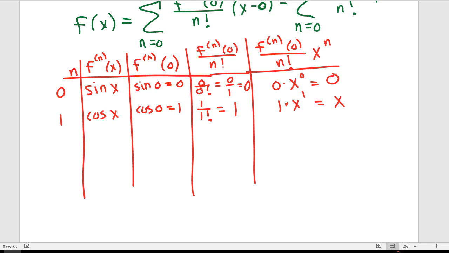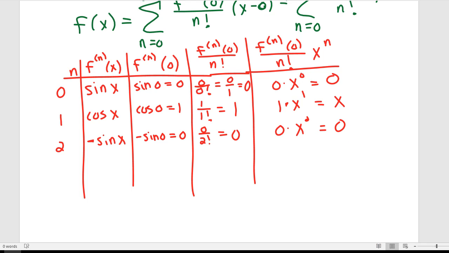I'm going to repeat this until I can see a pattern. So I'm going to do the second derivative. The derivative of cosine is negative sine. And then I have negative sine of 0, which is just 0. And then I have 0 over 2 factorial, which is just 0. So I get 0 times x squared, which is just 0.